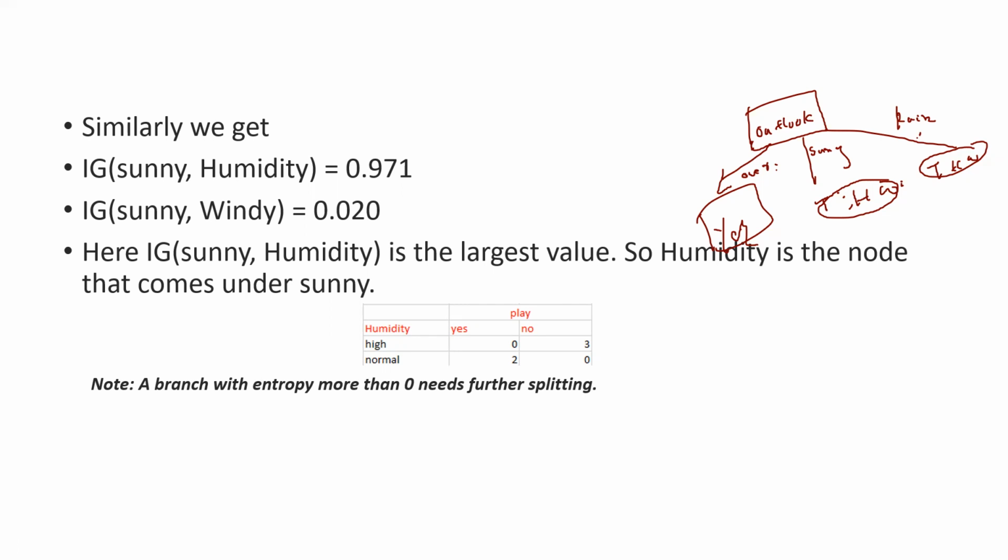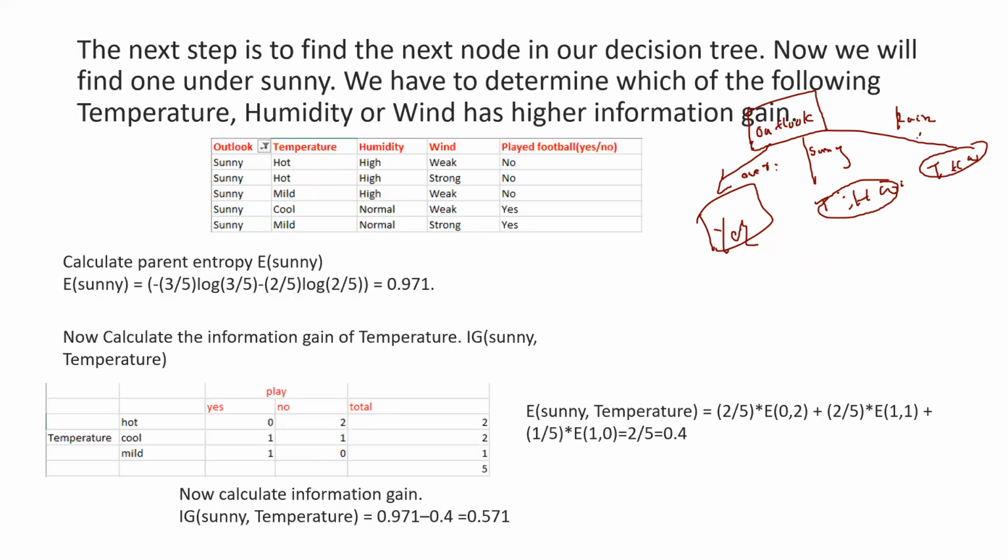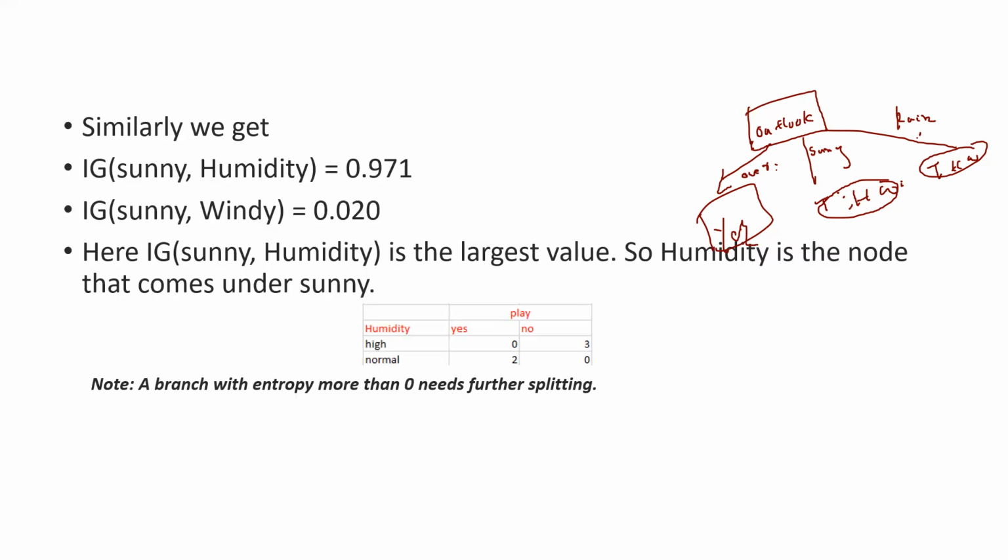So we further say next node is sunny with windy. Then again the competition begins with the temperature and with wind. Correct, right? So that's how it is. So sunny further, try to calculate with hot, mild, cool. The process continues.